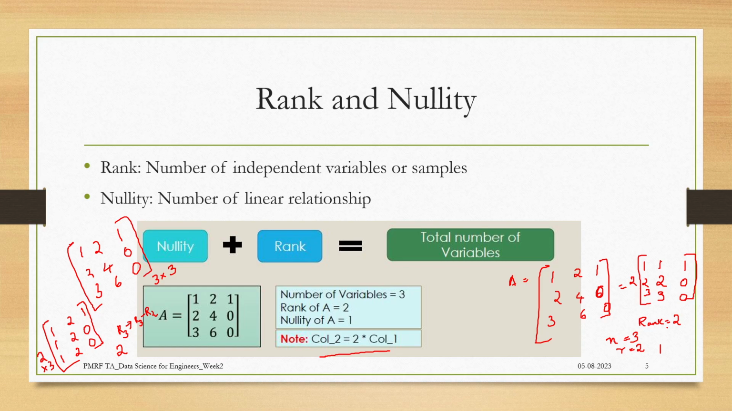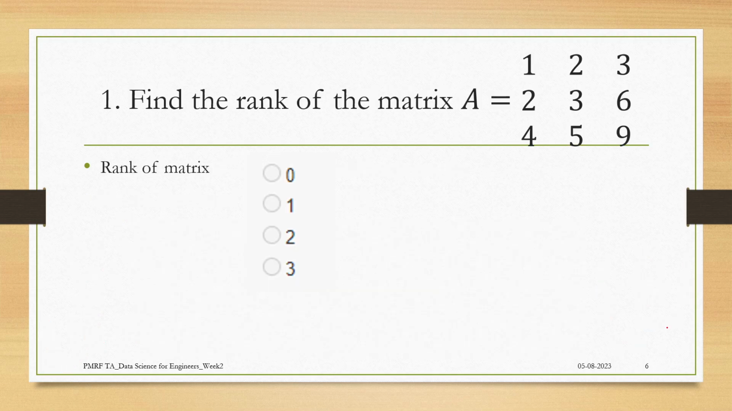So that is how you find the nullity, and in that nullity case, or the null space, this particular determinant into this one will be equal to 0. That will be coming. Okay.